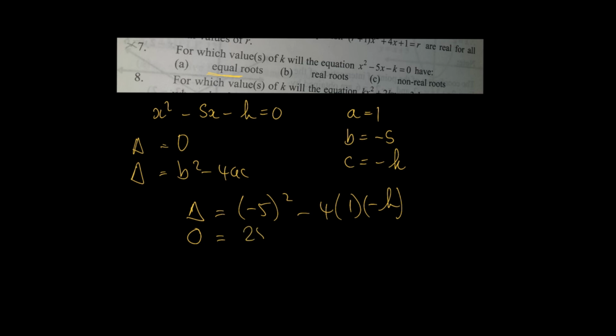Negative 5 times negative 5 is 25, and negative 4 times 1 times negative k is plus 4k. We would then need to move this positive 4k over to the other side, so that would give us negative 4k is equal to 25, and then we would divide both sides by negative 4, and hence k is equal to negative 25 over 4, when the roots are equal.